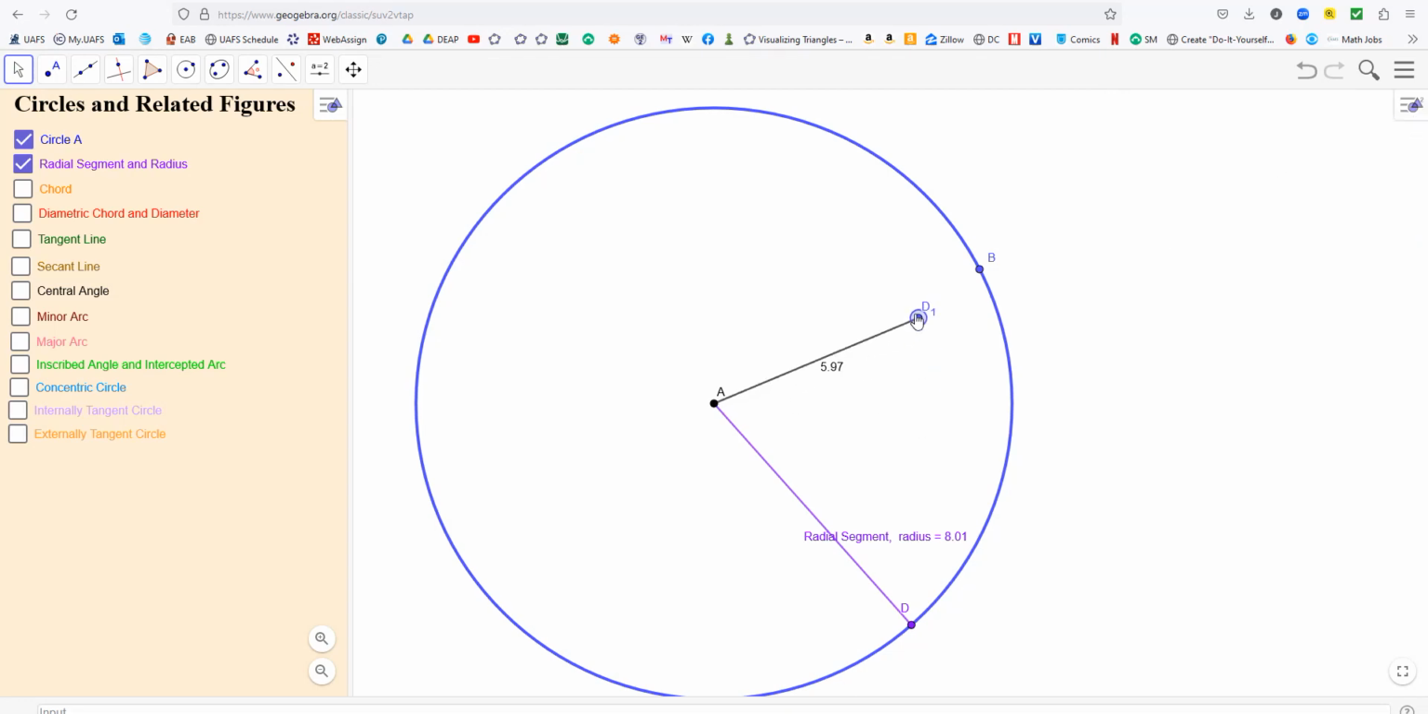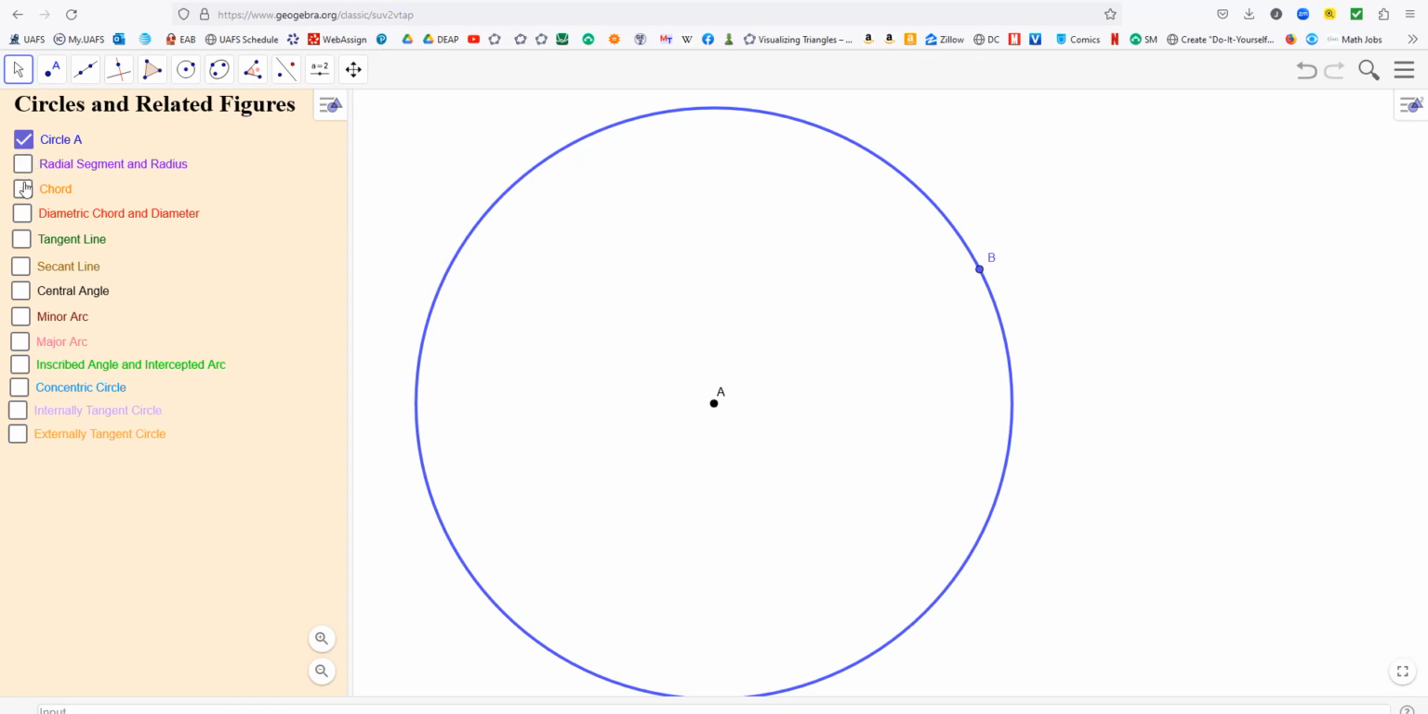Okay, and so notice if that length is less than 8, less than the radius, these points, like this point D, are all in the interior. If it's exactly equal to 8, then it's on the circle. If it's bigger than the radius, then it's in the exterior. So all these points here where this distance is more are in the exterior. Notice that the exterior is unbounded, but the interior is bounded.